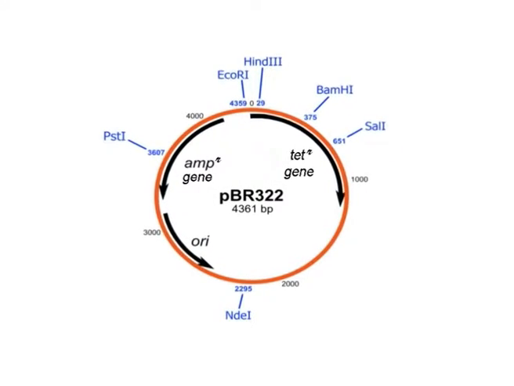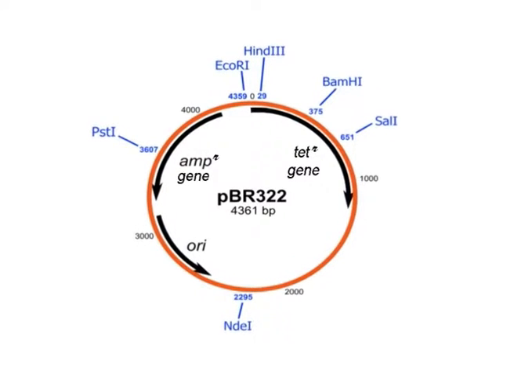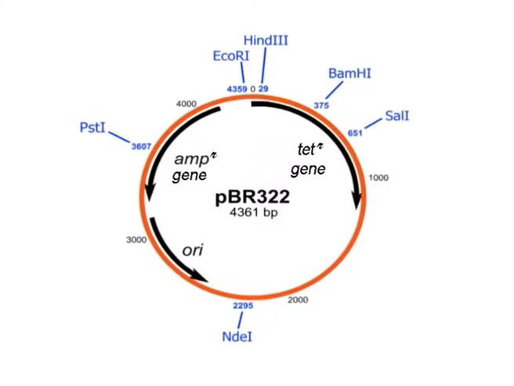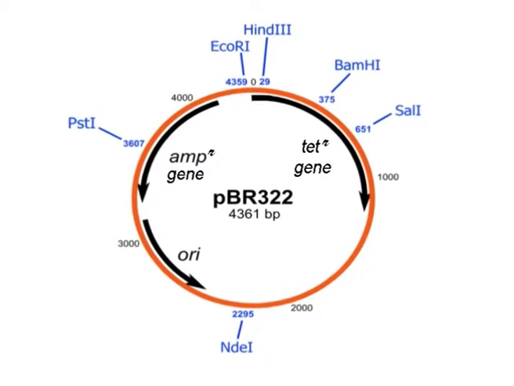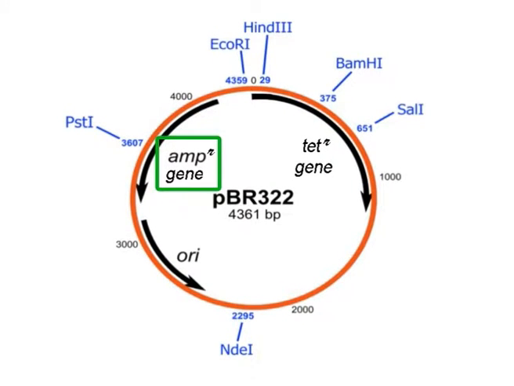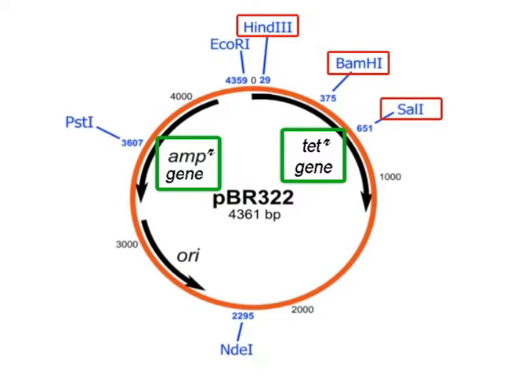pBR322 has a size of 4361 base pairs and carries two antibiotic resistance genes. One gene confers resistance to ampicillin and the other to tetracycline. The unique restriction sites for BamHI, HindIII and SalI are present within the tetracycline resistance gene. The restriction site for PstI is located in the ampicillin resistance gene, and another recognition site for EcoRI is also present but not found within any coding DNA.